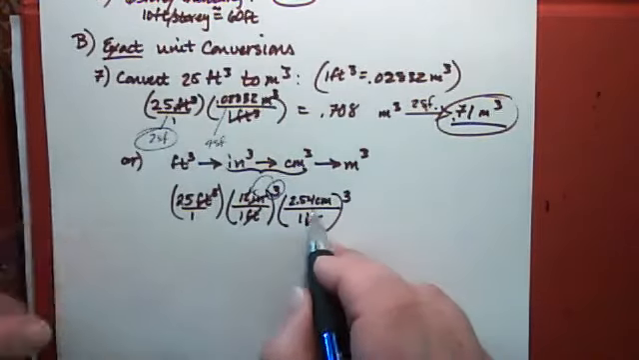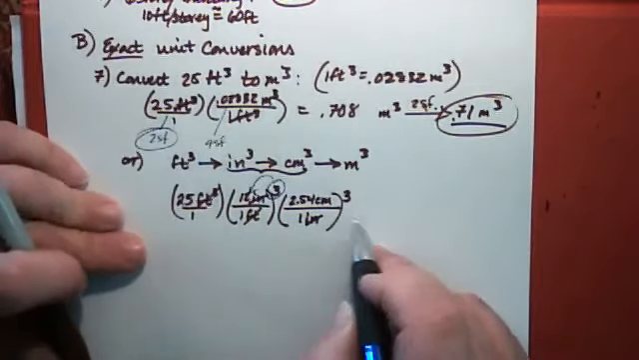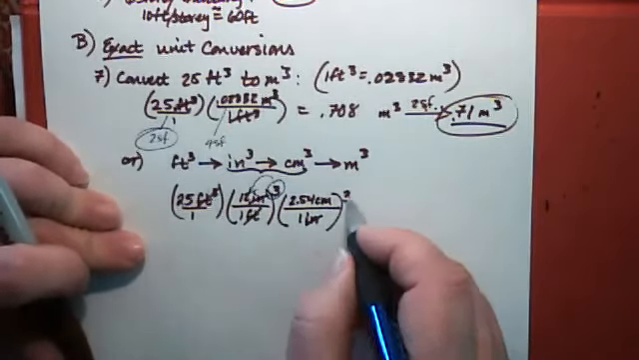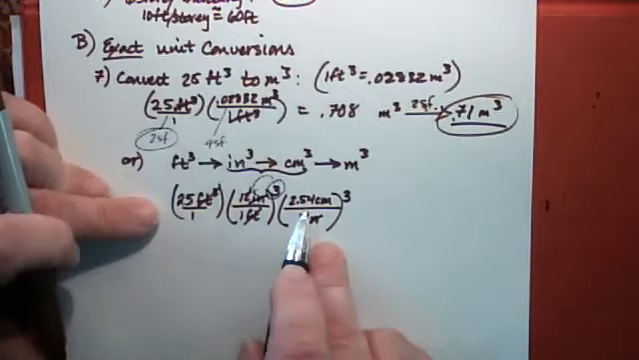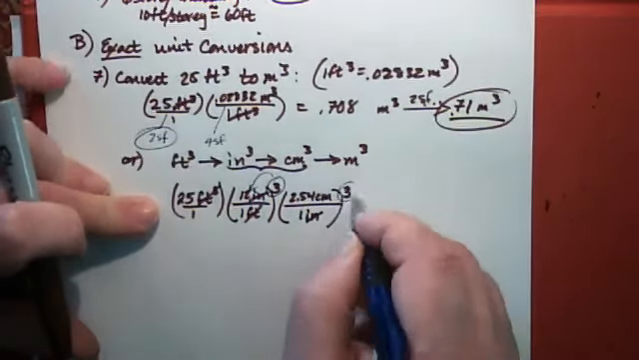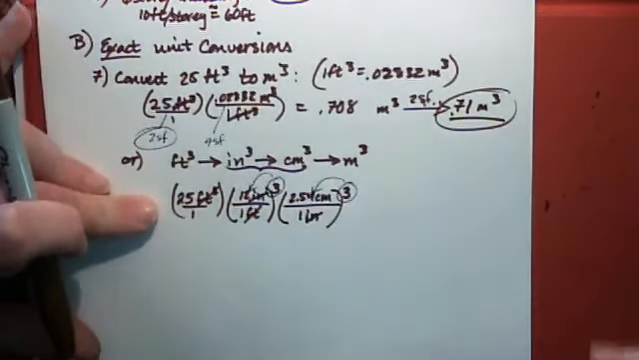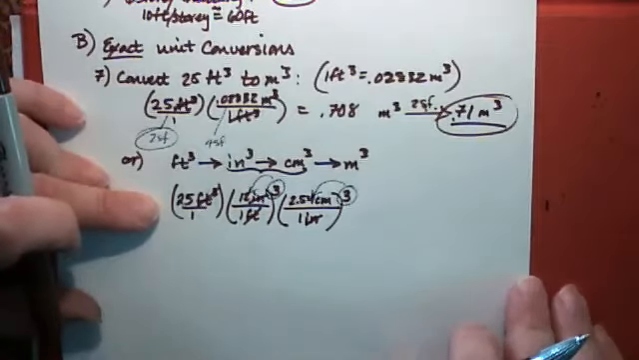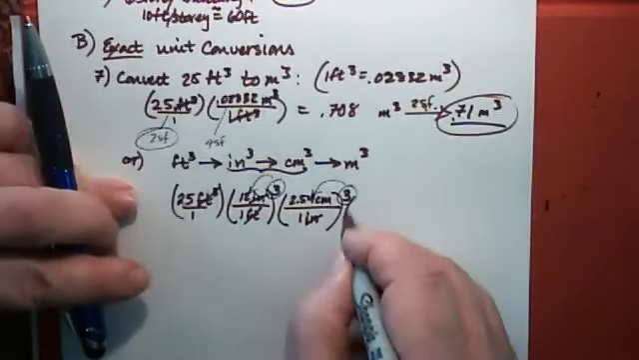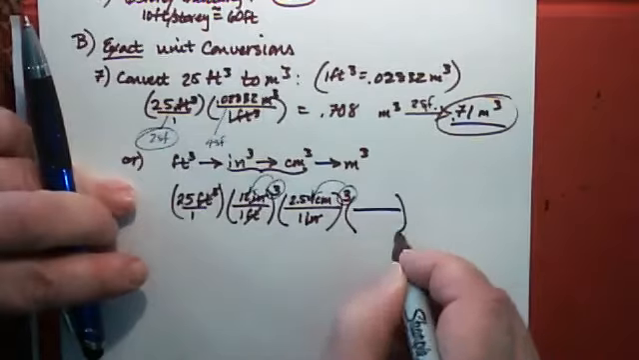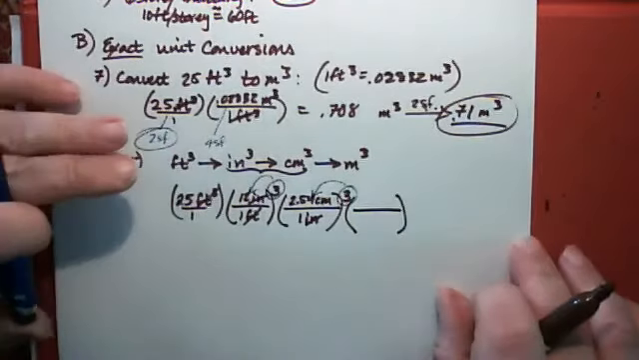And if you stopped now, you could have the answer in cubic centimeters, but it would be 25 times 12 to the third times 2.54 to the third. So I'm going to circle the 3 and draw an arrow to the number just so I won't forget that it's that number to the third power. And now to go to meters.